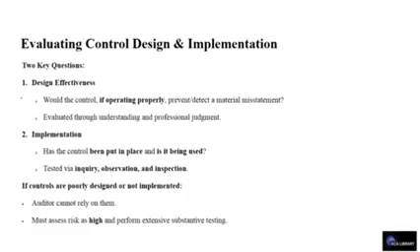In evaluating control design and implementation, there are two key questions to look into. Under design effectiveness, the question is: would the control, if operating properly, prevent or detect a material misstatement? This is evaluated through understanding and professional judgment. The second is implementation, where the question is: has the control been put in place and is it being used? It is tested via inquiry, observation, and inspection.